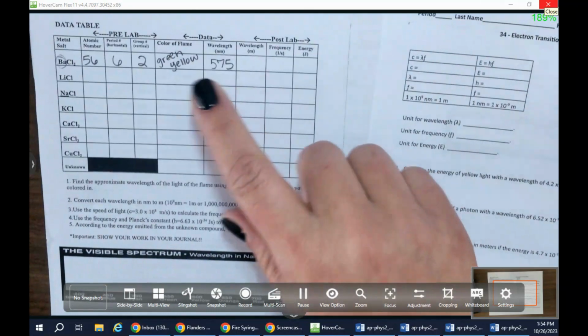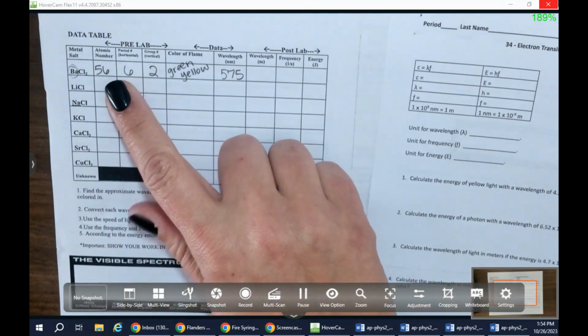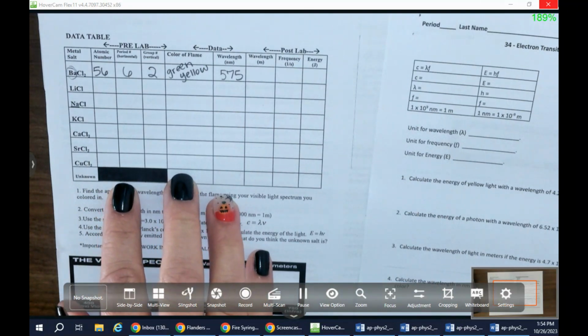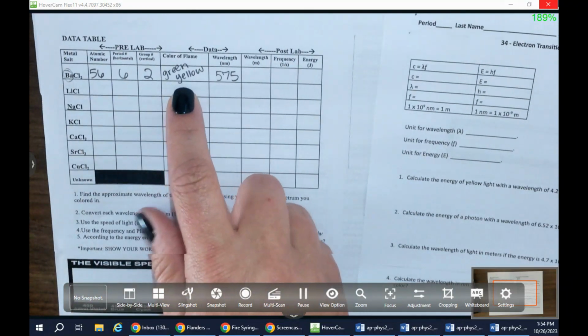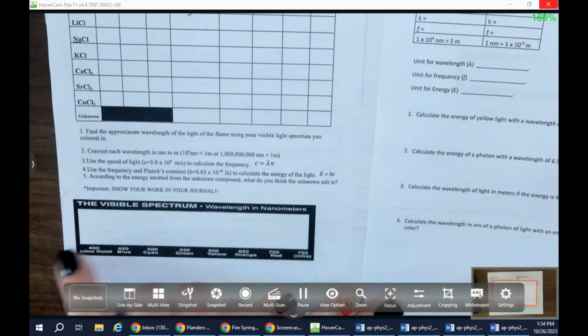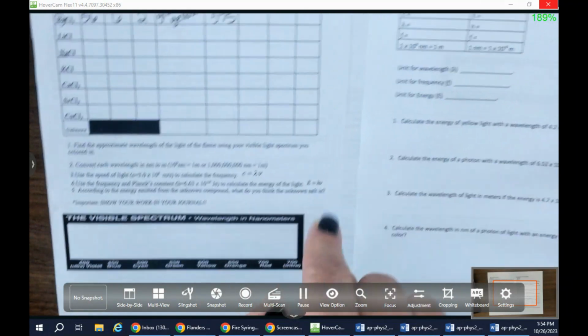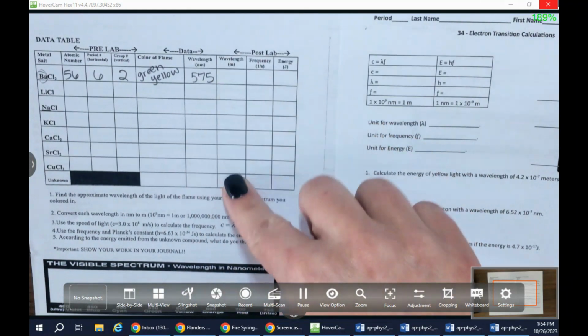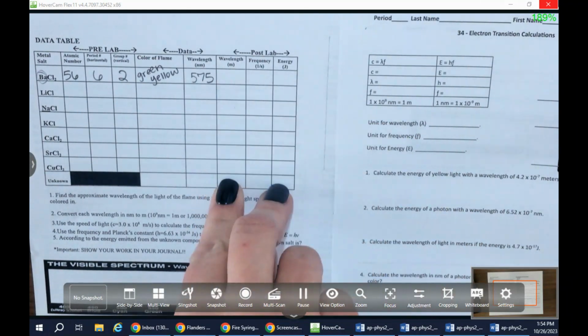Okay, so you guys have basically now all of these columns filled in, right? So you saw your color, and then you matched it up to a wavelength on your spectrum down here, okay? For your wavelength, so now we're moving to the next column right here, all right? So this is all the post-lab stuff.